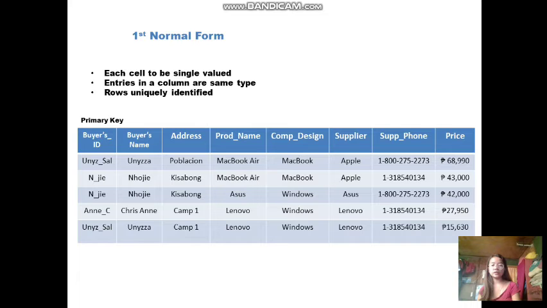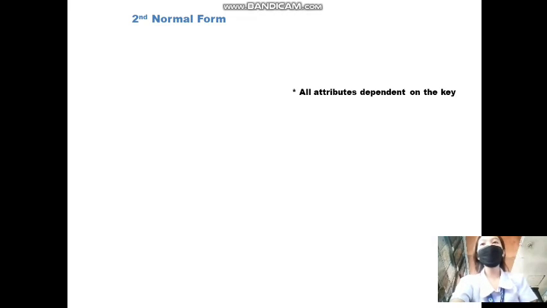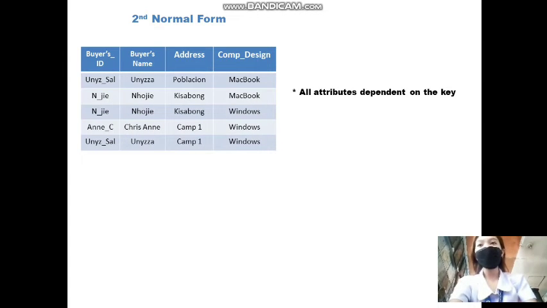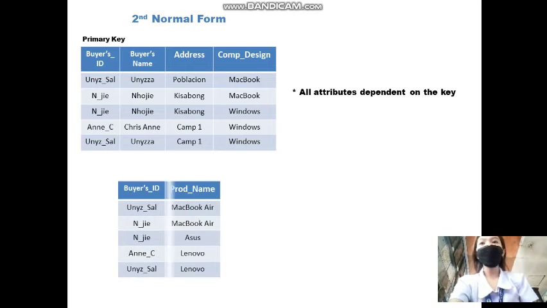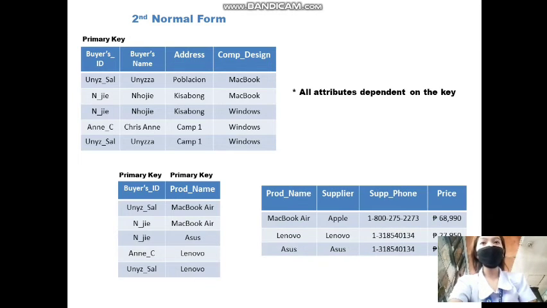So let's move on to second normal form. Next, second normal form: all attributes are dependent on the key. This table is from the first normal form. As you can see, they are already separated, so we will create another table to indicate the primary key that the buyer's name depends on. So the buyer's name also depends on the primary key. Also, the address and the computer design also depend on the primary key, which is the buyer's ID.